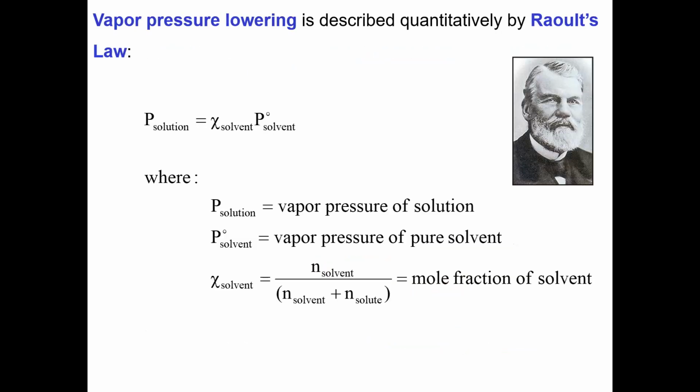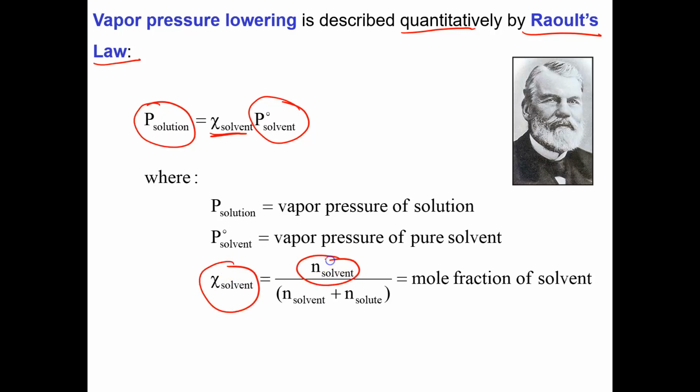So vapor pressure lowering is described quantitatively by a rule called Raoult's law. And Raoult's law simply says that the pressure of our solution is equal to the mole fraction of the solvent multiplied by the vapor pressure of the pure solvent. Just recapping what we mean by mole fraction, the mole fraction of the solvent is the number of moles of the solvent divided by the total number of moles that are in our solution. That is the number of moles of solvent plus the number of moles of solute.